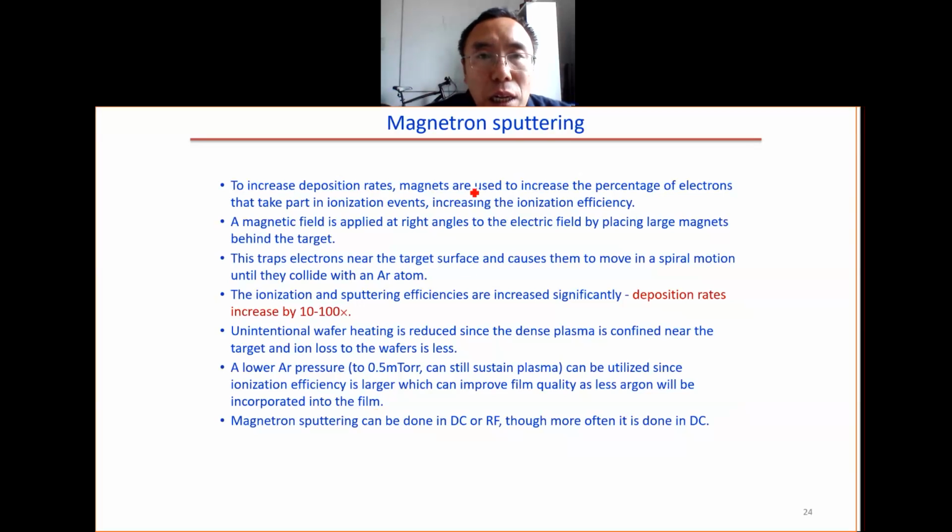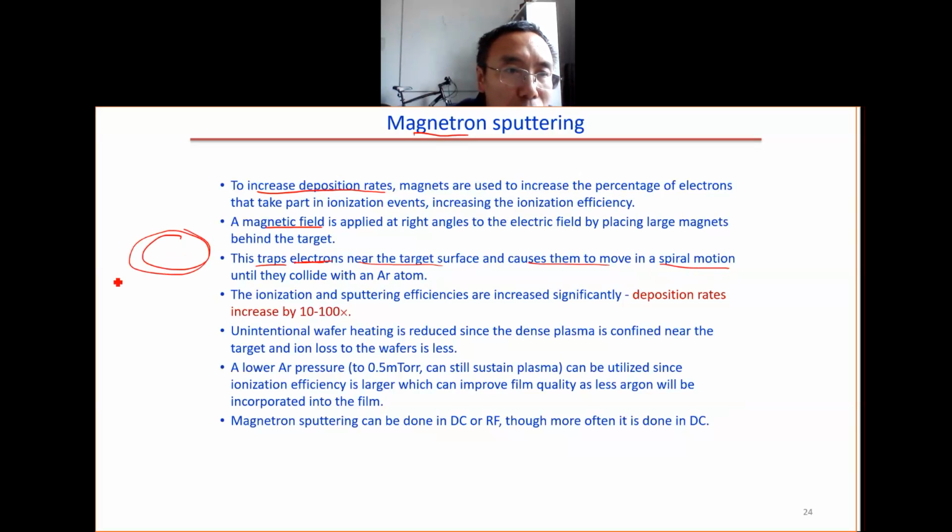So now let's look at magnetron sputtering. Why do we need magnetron sputtering? The purpose is to increase the deposition rate. When we have a magnetic field, the electrons will be trapped near the target surface, and it causes them to move in a circular, spiral motion. Every electron moving in this spiral motion is more efficient to collect and ionize the argon.